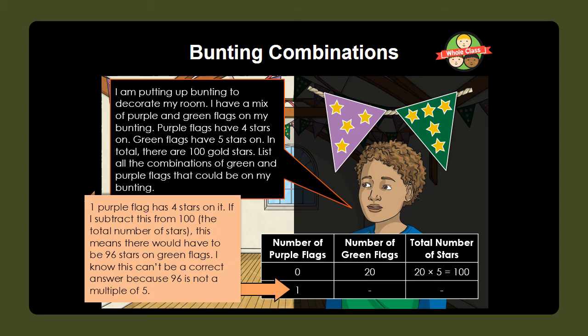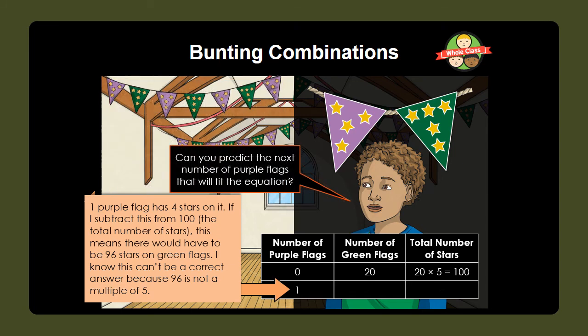Can you predict the next number of purple flags that will fit the equation? Do you think that we could have 2 purple flags? Is that possible? 2 purple flags would mean that we have 8 stars, and that would mean that we have 92 stars left. Is it possible that we can have 92 stars left from the green flags, which only have 5 stars each? It can't be, because 92 is not a multiple of 5.